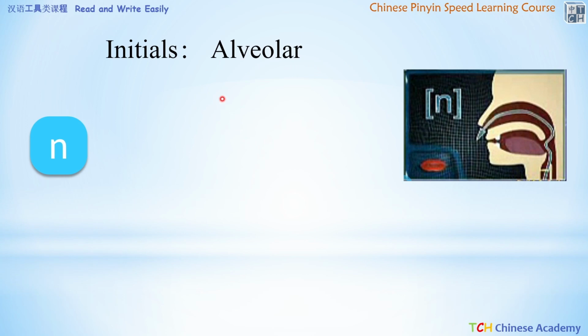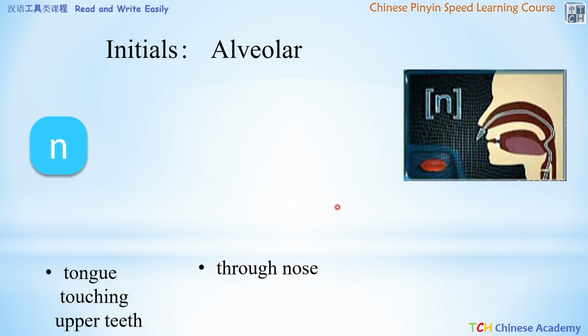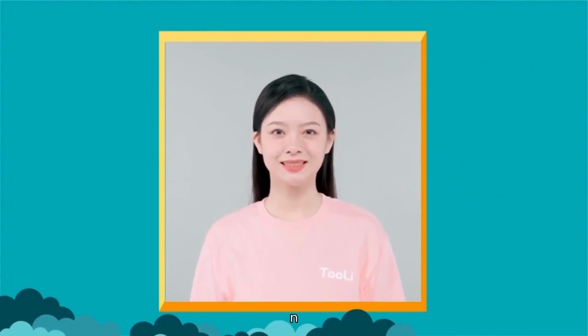Let's take a look at the alveolar initial N. When we pronounce this initial, try to touch the tip of the tongue to the upper ridge of the teeth, and then let the air out through the nasal cavity. And so this sound is not aspirated, just as in the English word nurse. So, N, N. Na, na, na.